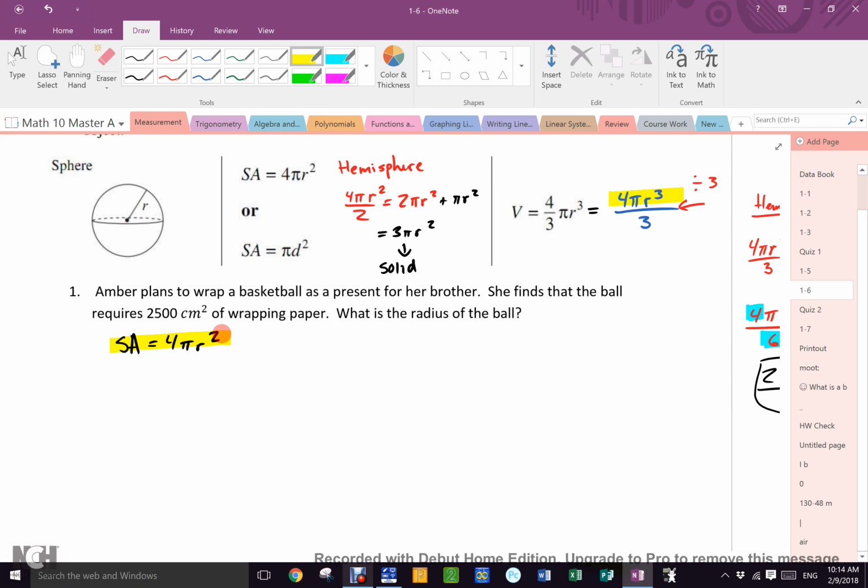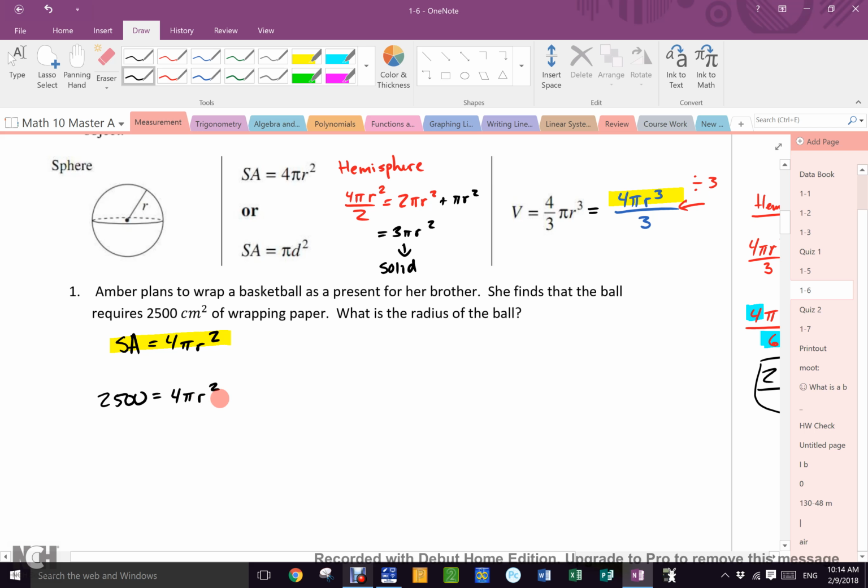You could take the 2,500 and divide it by 4. Well, first you're going to fill it in. The 2,500 is the surface area, isn't it? Yes. So you're going to write 2,500 equals 4 pi r squared. And we're trying to find r. Now, we just did a quick reminder of how to do algebra. So let's go through it now.